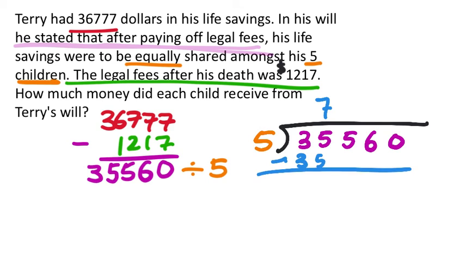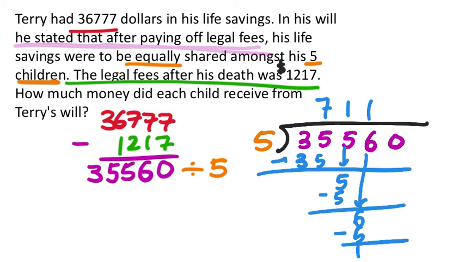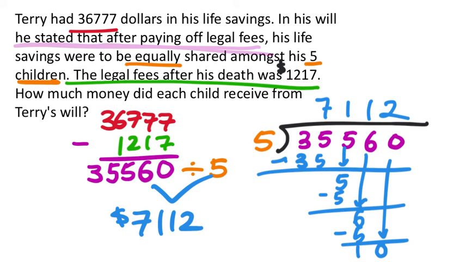When I subtract that out, it zeroes out, so I'll drop the next value, the 5 in the hundreds place value. 5 goes into 5 once. 1 times 5 is 5, so we used up all 5 there. That zeroes out. How many times does 5 go into 6? 1 time. 1 times 5 is 5. When I subtract this, I get 1. I'll drop the 0 to make it 10. 5 goes into 10 2 times. 2 times 5 is 10. So that's going to zero out completely. So when I divide the $35,560, we get $7,112 for each of the 5 children.